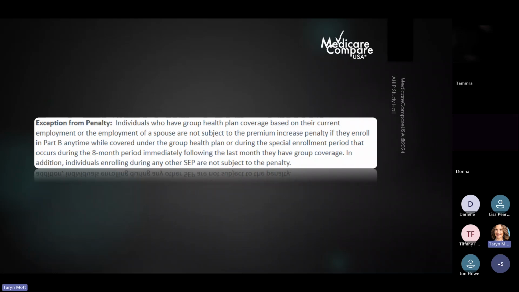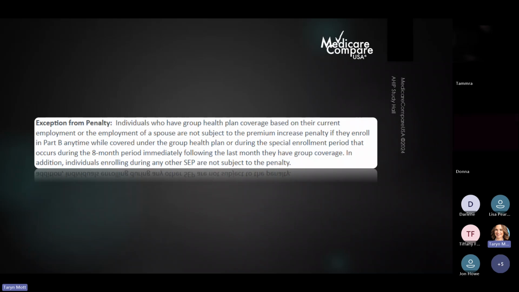And then I copied this and just pasted it in here, but exception from penalty. Individuals who have group health coverage based on their current employment or the employment of a spouse are not subject to the premium increase penalty if they enroll in Part B anytime while covered under the group health plan or during the 8-month period immediately following the last month they have had group coverage. So that 8 months begins that last month that they are leaving that coverage.